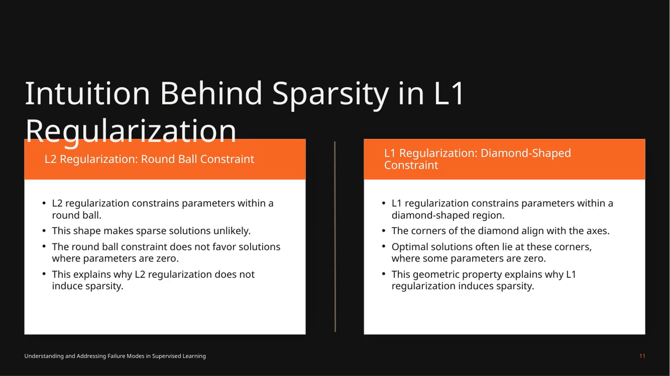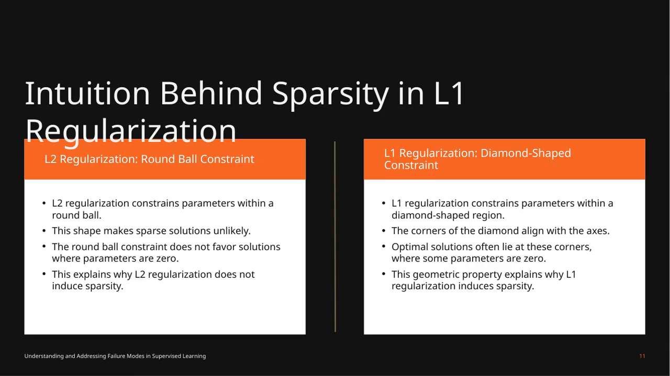First, with L2 regularization, we can think of it as constraining the parameters within a round ball. This shape is important because it makes sparse solutions, where some parameters are exactly zero, less likely to occur. The round ball essentially treats all parameters equally, which means it doesn't favor solutions where some are zero. That's why L2 regularization is great for controlling overfitting, but it doesn't naturally lead to sparse models.